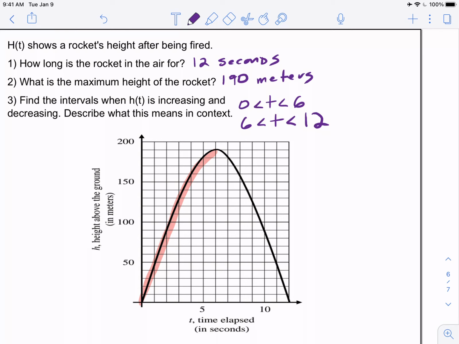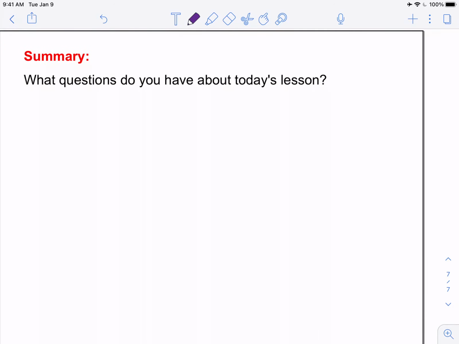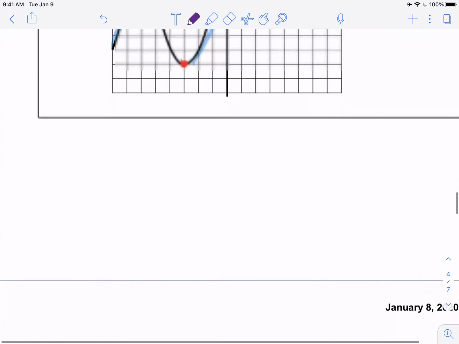Now, what this means in context is between 0 and 6 seconds, the rocket here is rising, increasing in height. Between 6 and 12 seconds, the rocket begins to decrease in height, falling back down to the ground, and ultimately ending after 12 seconds. And that's everything for today on basically a follow-up, a continuation of what we talked about in our previous lesson on graphical features. I'm just going to go back to that slide.